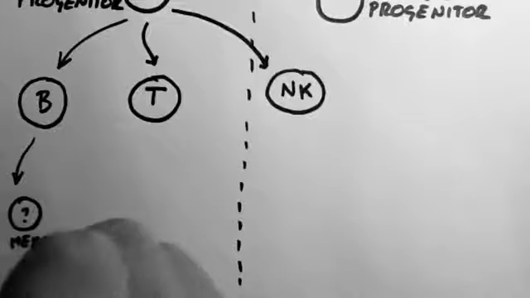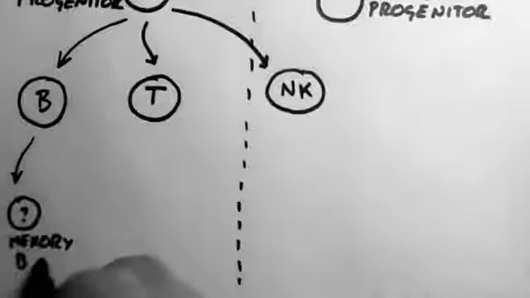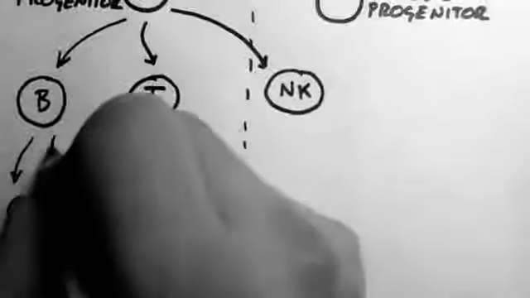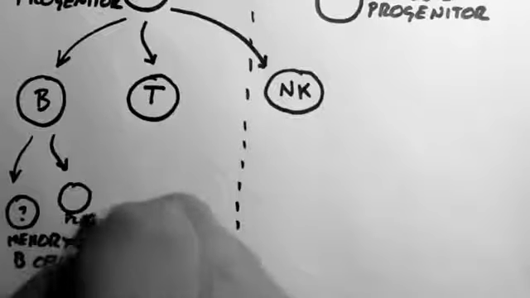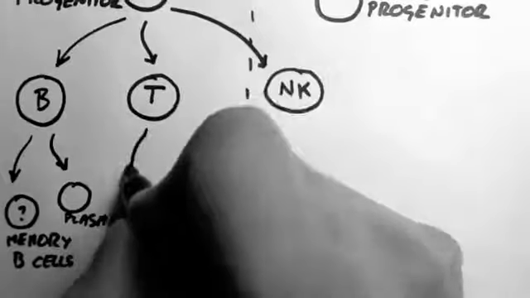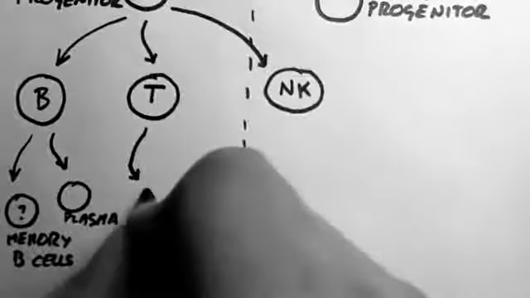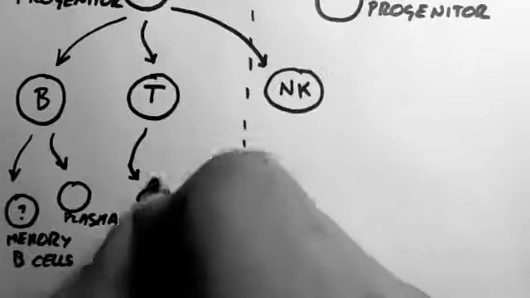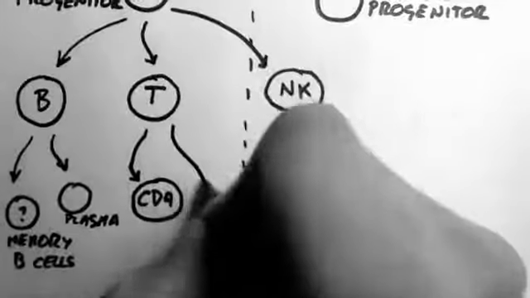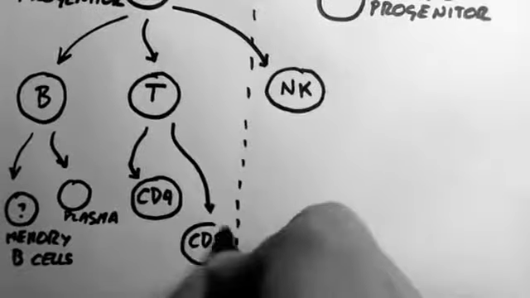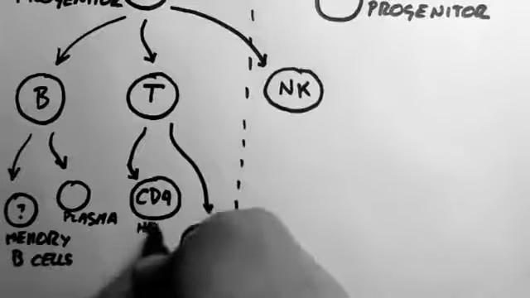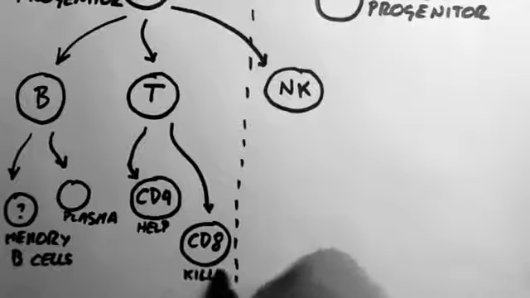Now, the B cell can differentiate into memory B cells or into plasma cells. The T cell can differentiate into two different types of T cell, a CD4 and one called CD8. These just refer to proteins that they express on their surface. CD4 is also known as a helper T cell, and the CD8 is often known as a killer T cell.